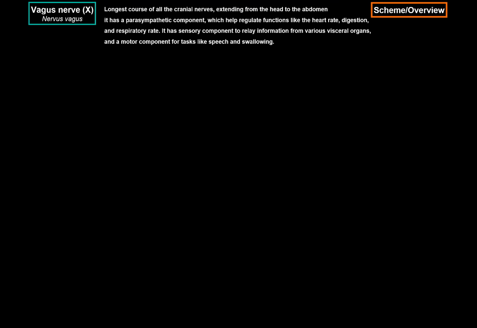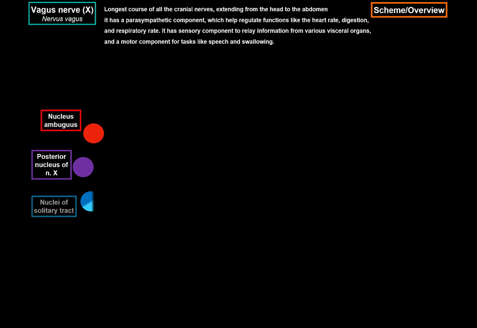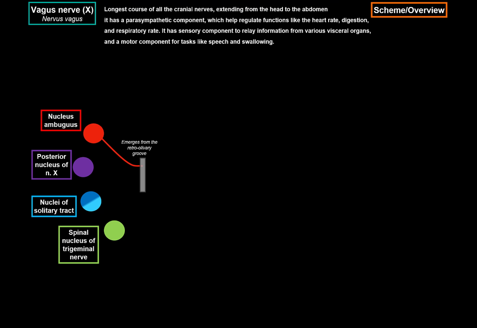This nerve has altogether 4 nuclei that are located within the medulla oblongata. We've got the nucleus ambiguus, the posterior nucleus of the vagus nerve, which is parasympathetic, the nucleus of the solitary tract, and the spinal nucleus of the trigeminal nerve. The nerves then go in and out through the medulla on the lateral aspect of the olive. So it has a motor component, a parasympathetic component, and a sensory component. Some important landmarks to put in here are the jugular foramen, the superior ganglion of the vagus nerve, and the inferior ganglion of the vagus nerve.